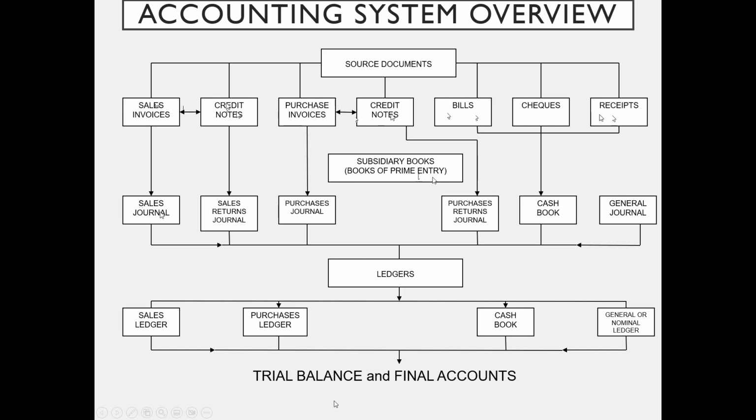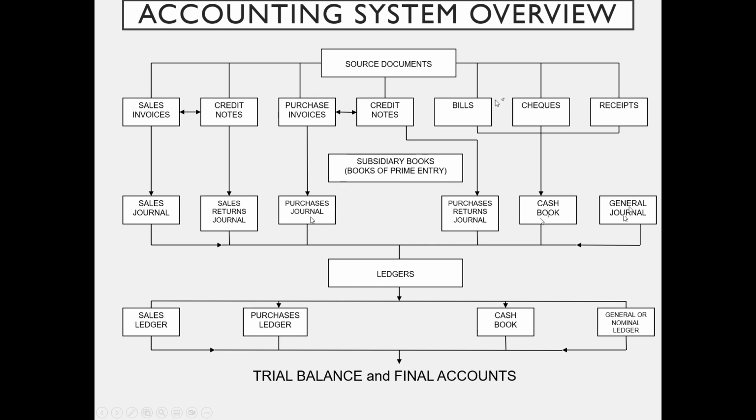So all of those source documents are then entered into these subsidiary books or books of prime entry. So the sales invoices go into the sales journal. The credit notes that we've sent to customers go into the sales returns journal, purchase invoices into the purchases journal, and credit notes received from suppliers into the purchase returns journal. Any bills that we've paid, checks that we've written, receipts, money that we've had in either by bank transfer, checks that we've received, cash that we've received, paid into the bank, all goes into the cash book. And then the general journal, remember, we have that for our non-routine transactions.